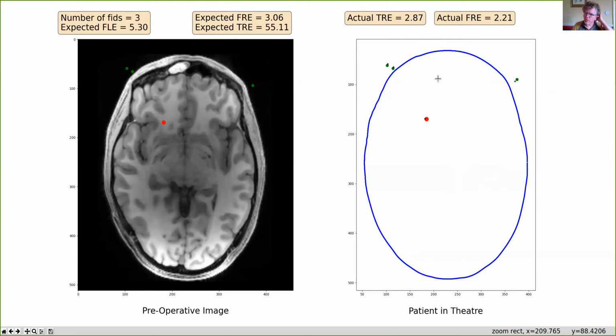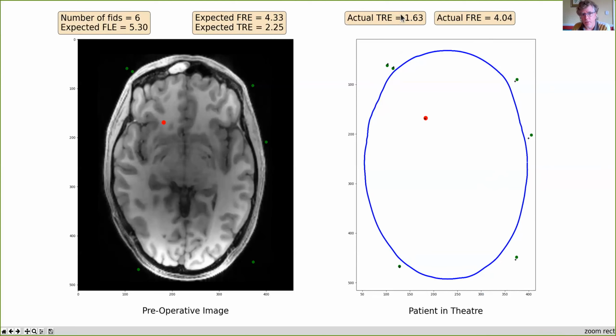So F.R.E.D allows us to do that quickly. You can run it as part of a tutorial with your students to try and get across some of the key concepts in marker-based registration. We get these statistics up here, number of fiducials. For a single run, the expected localization error doesn't change. So every marker we place at the moment will have the same standard deviation on its error.